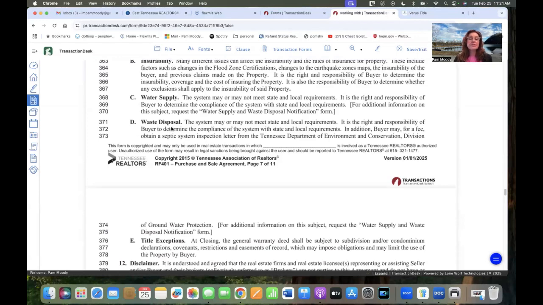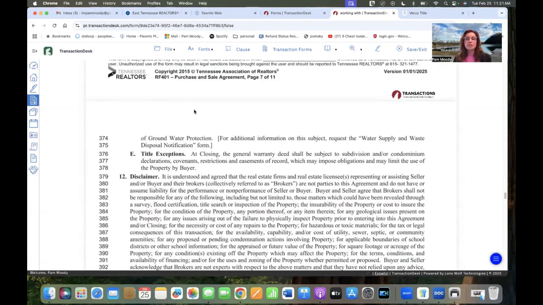The system waste disposal system may or may not meet state and local requirements. It is the right and responsibility of the buyer to determine the compliance of the system with state and local requirements. In addition, buyer may, for a fee, obtain a septic system inspection letter from the Tennessee Department of Environment and Conservation, Division of Groundwater Protection.